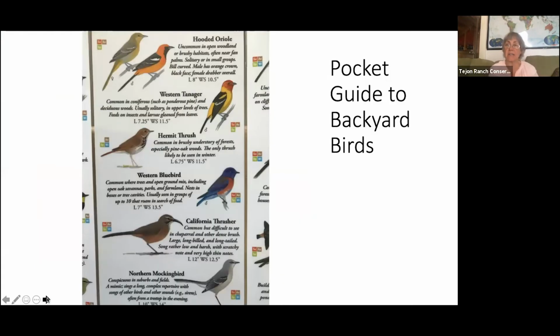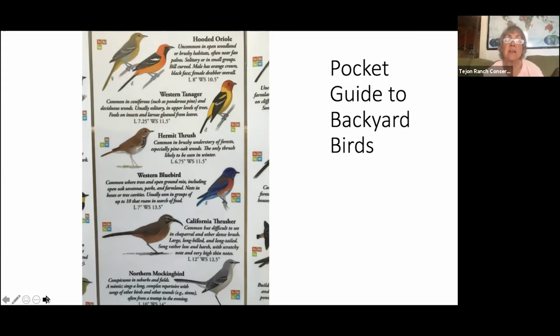Here's another pocket guide. This one is of backyard birds. I'm using this, and these birds are definitely in my backyard. I use this oftentimes when I see a bird to see if this is one that I can find quickly. If not, then I'm going to use my field guide as opposed to this pocket guide.